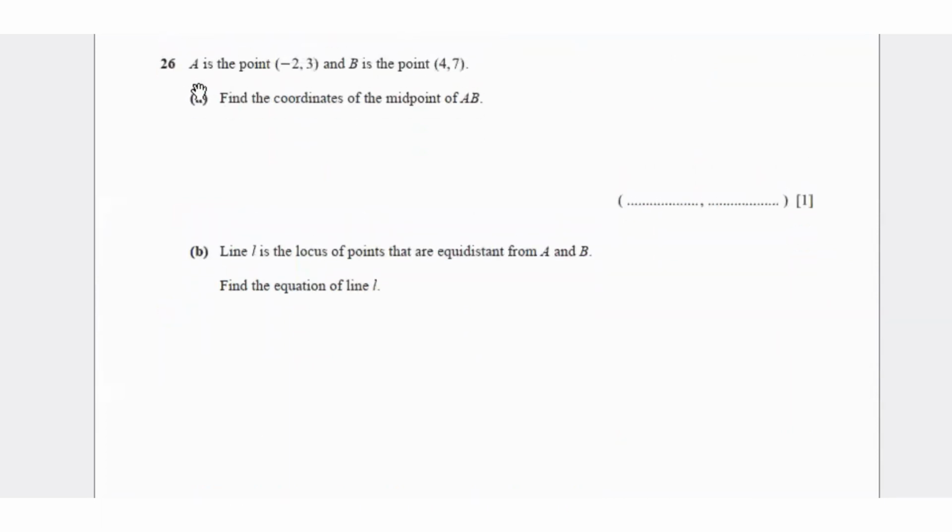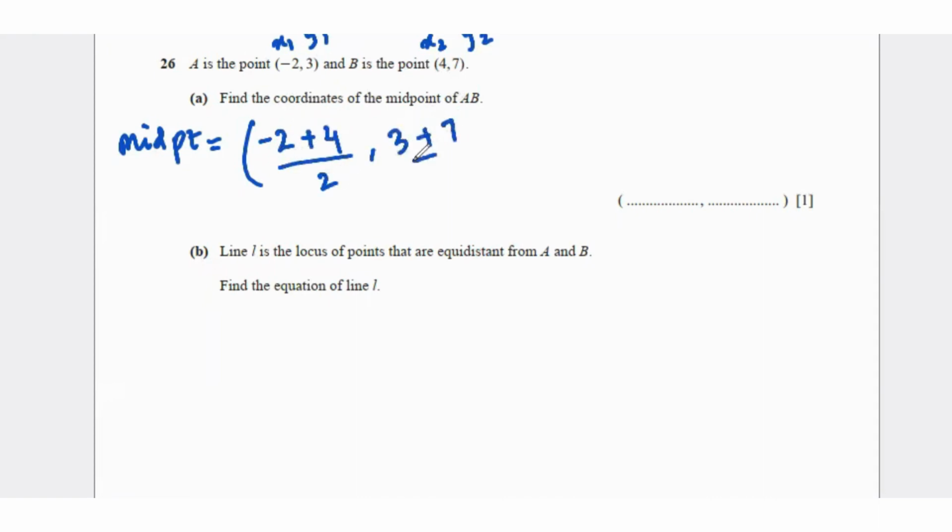Question 26 says A is the point (-2, 3), and B is the point (4, 7). Find the coordinates of the midpoint. Midpoint has a formula of (x1 plus x2 over 2, y1 plus y2 over 2). This is your x1, y1, x2, y2. So I'm going to do (-2 plus 4) over 2, comma (3 plus 7) over 2. -2 plus 4 is 2, 2 divided by 2 is 1, 3 plus 7 is 10, 10 divided by 2 is 5. (1, 5) is your midpoint.